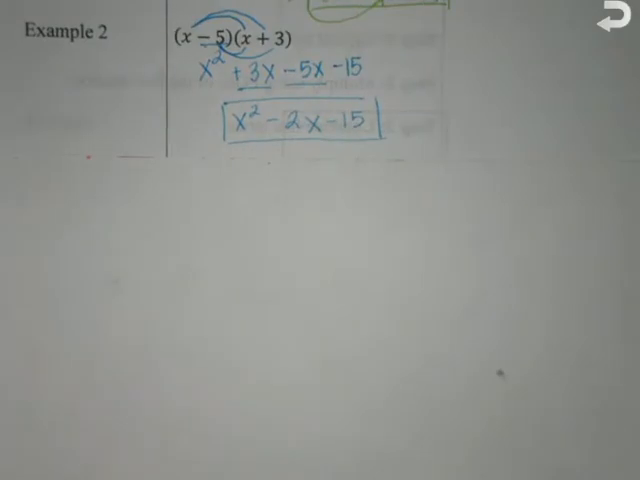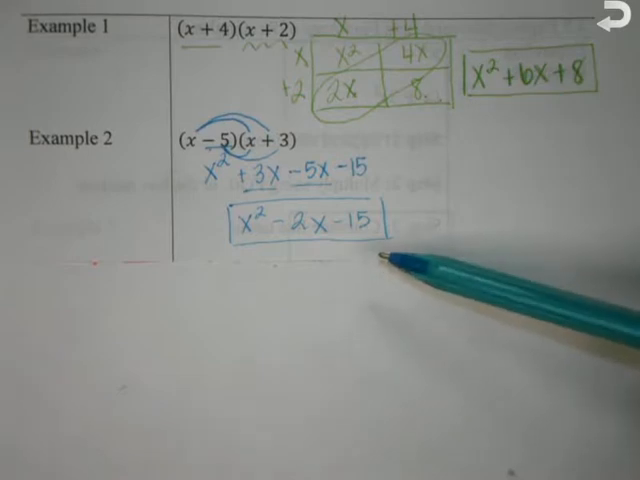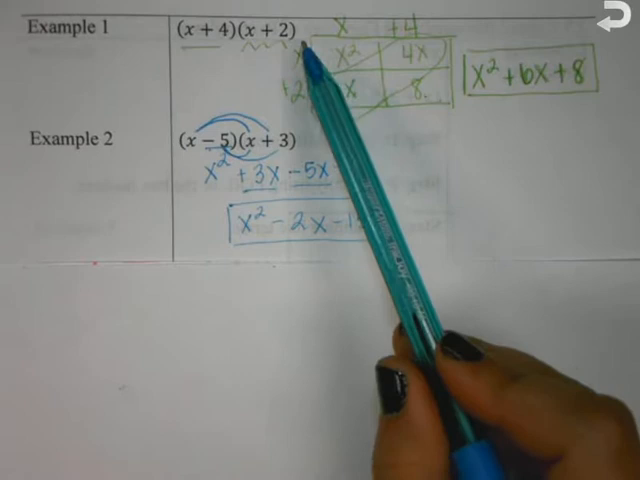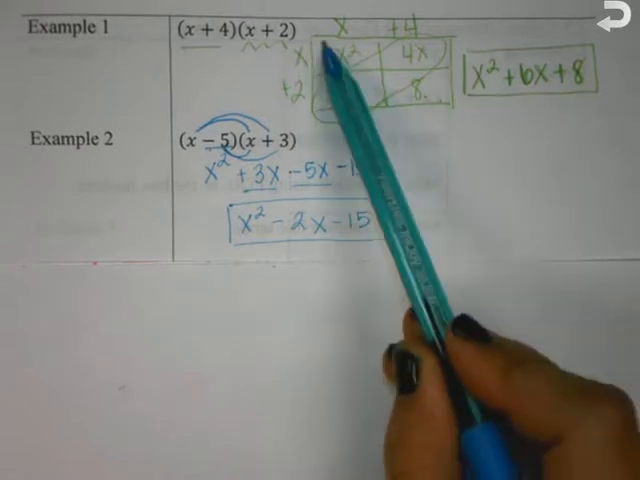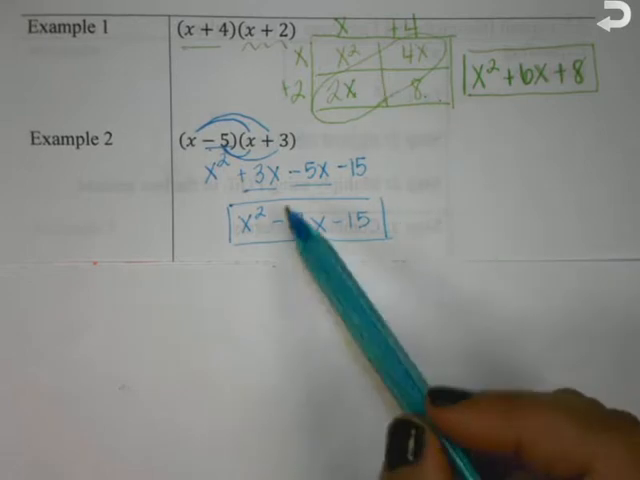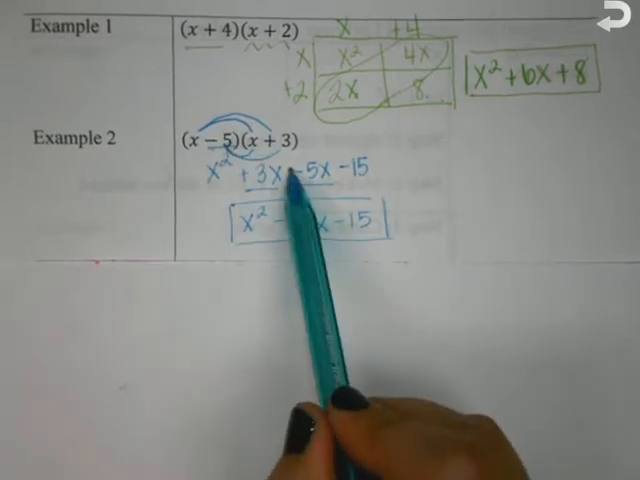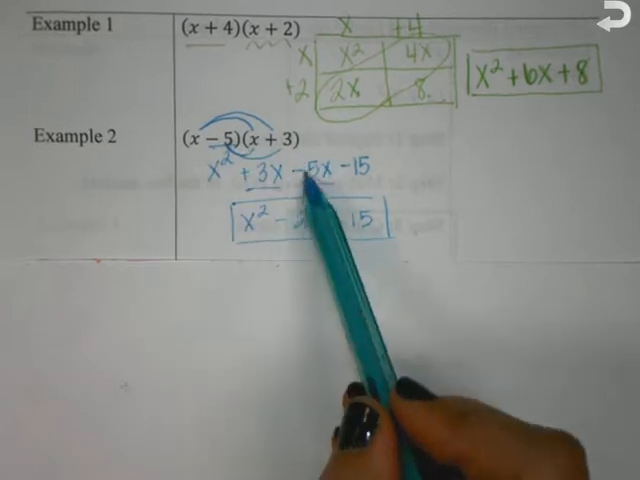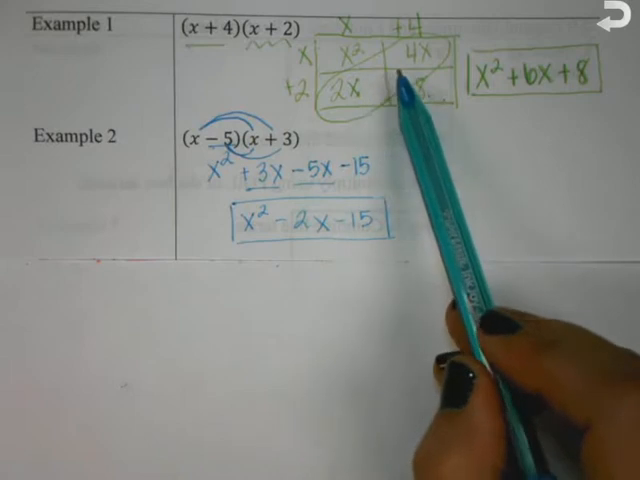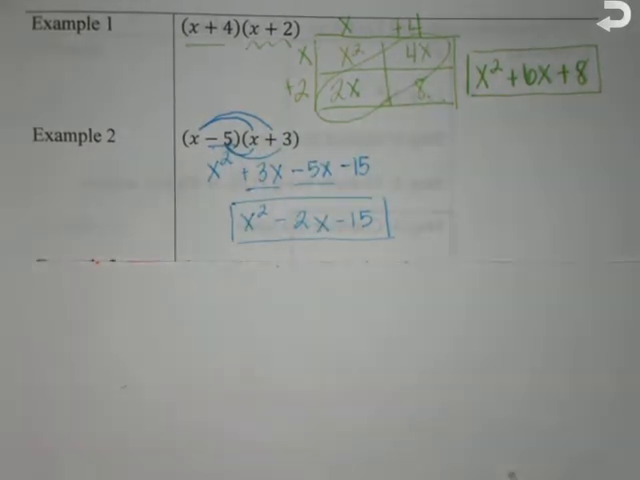So guys, it does not matter which one you choose, box or FOIL. If you decide you like the box method better, for showing your work, you need to draw the box, and I need to see all of the work inside the box. If you decide that you like the FOIL method better, I need to see the lines that you're drawing, just so that I know what you're multiplying by each other. You can use either method. It does not matter which one.